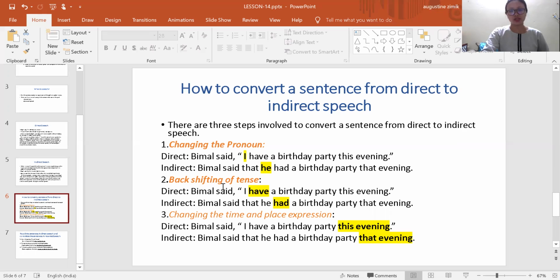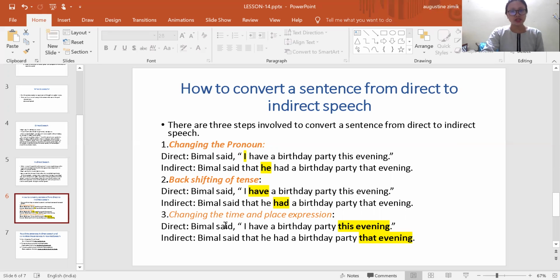And number 2, backshifting of tense. How are you going to change the tense here? Example, Bimal said, I have a birthday party this evening. This is direct speech. Indirect speech is Bimal said that he had a birthday party that evening. So this is the present tense. We have changed the present tense into past tense. So I have is a present tense and had is a past tense. So we have changed the present tense into the past tense. This is called what? Backshifting of tense.